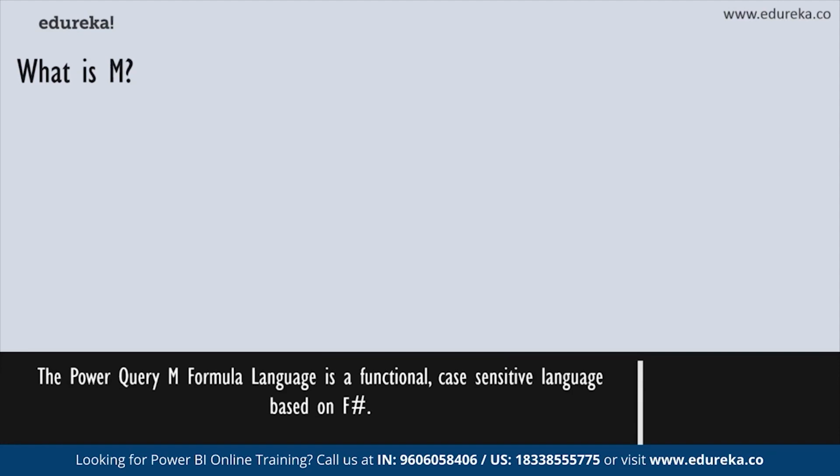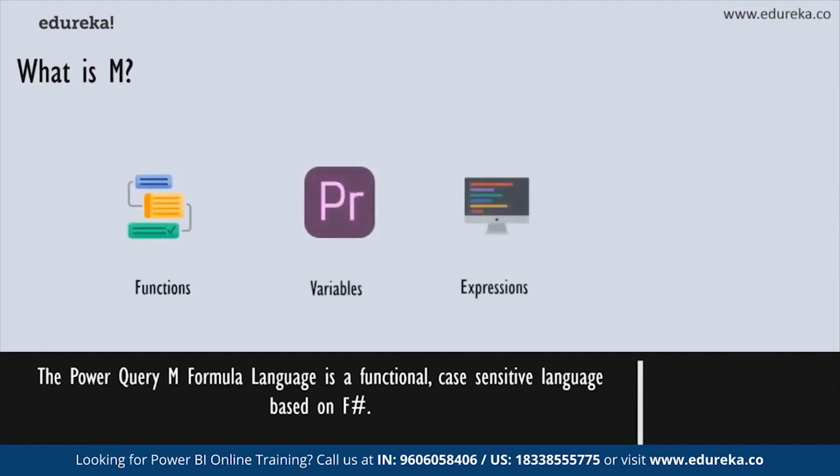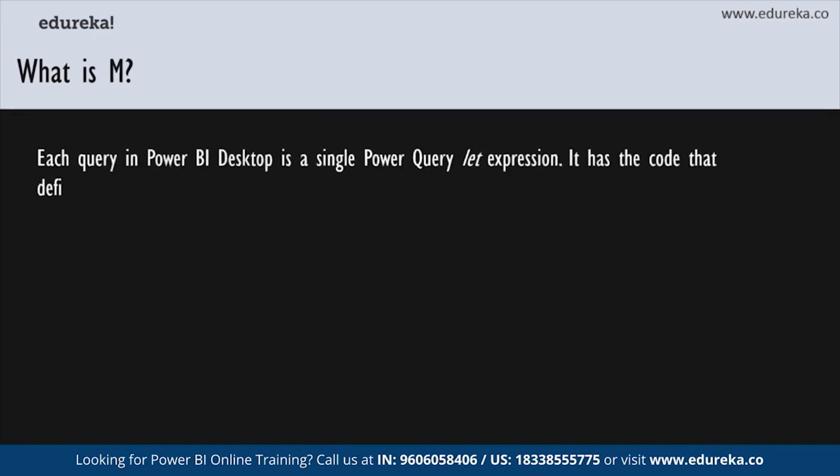As with many languages, Power Query statements are made up of individual language elements such as functions, variables, expressions, as well as values, both primitive and structured, that together define the logic necessary to shape the data. Now, each query in the Power BI Desktop is a single Power Query let expression. It basically contains all the code elements that are necessary to define your data set.